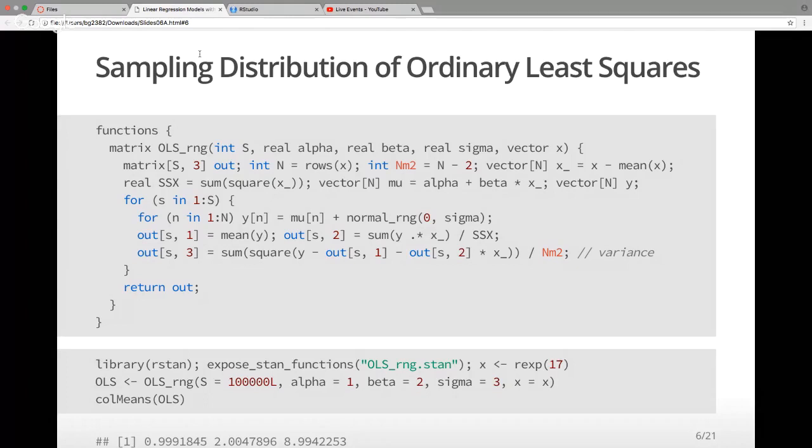So the number of rows in X is N, the number of observations that we're dealing with. We want to subtract 2 because we're going to have to divide by N minus 2 later on in our loop. Next thing that we do is set up another vector also of length N, which I call X underscore, which is just X in terms of deviations from its mean. So centering the X variable.